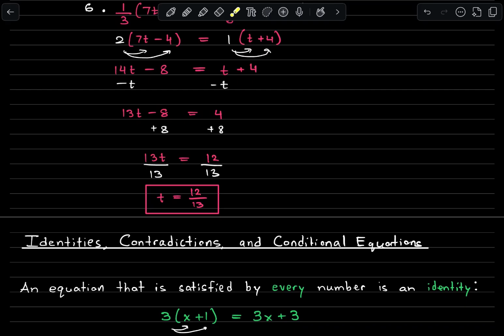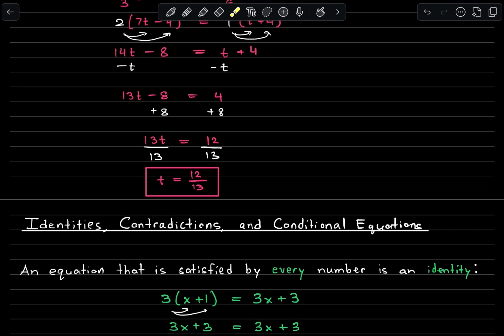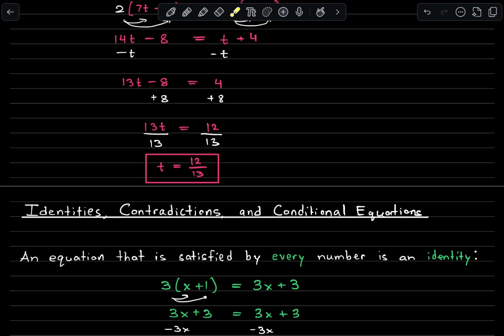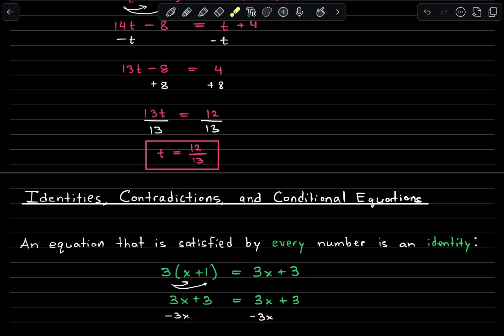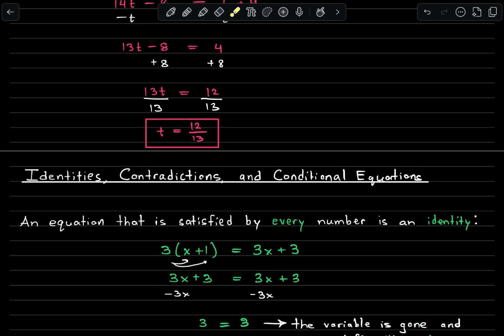Well, you can go ahead and you can distribute that 3. And now what you see is you have the same thing on both sides. It's identical. And if we try to solve this in the way that we usually do, we try to collect our x's on one side and our constants on the other. Well, if you subtract 3x from both sides, you're going to actually be left with no x terms whatsoever. You're just going to be left with something like 3 equals 3.